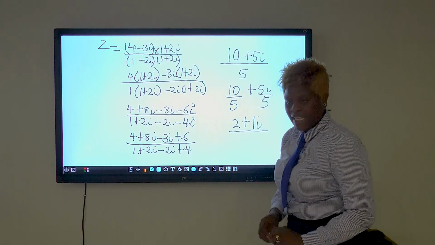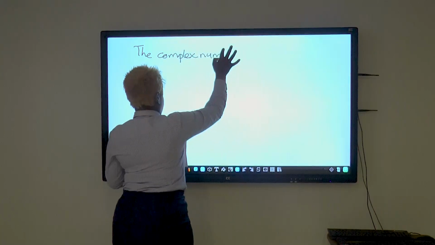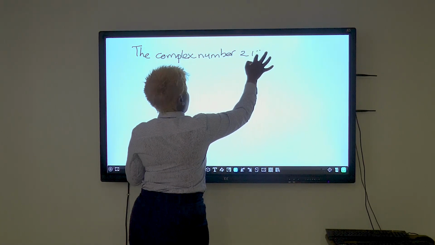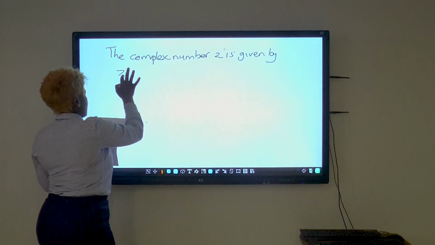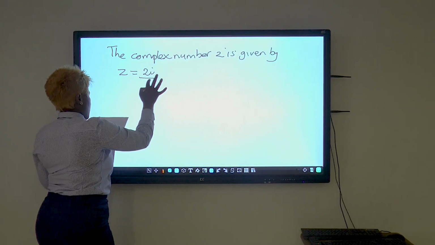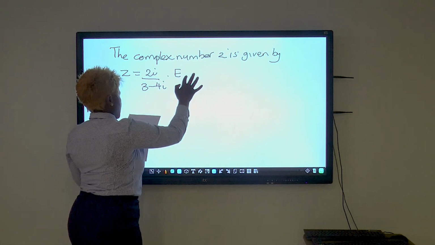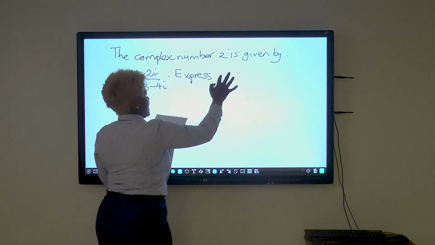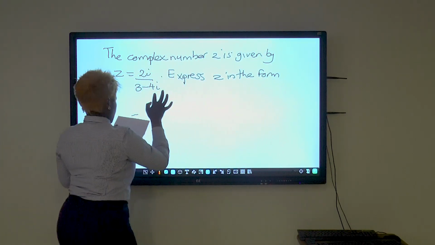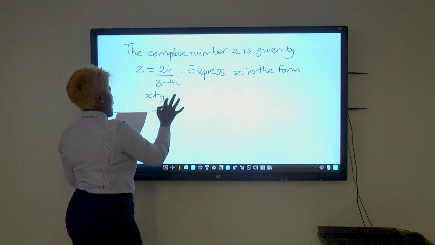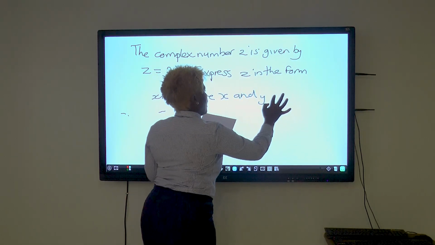But let me give you another example question. The complex number z is given by z is equal to 2i over (3 minus 4i). Express z in the form x plus yi, where x and y are real numbers.